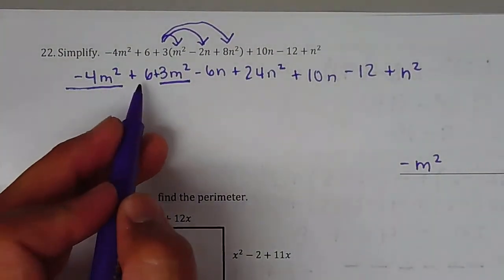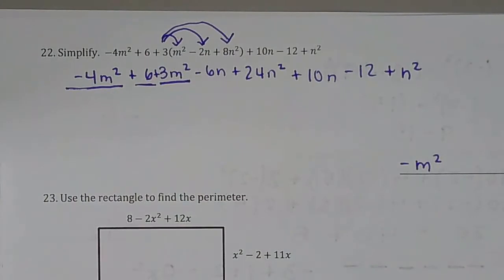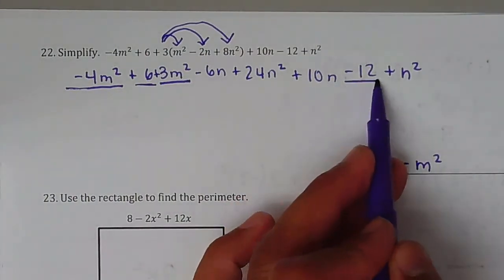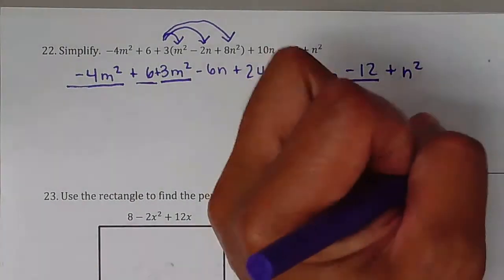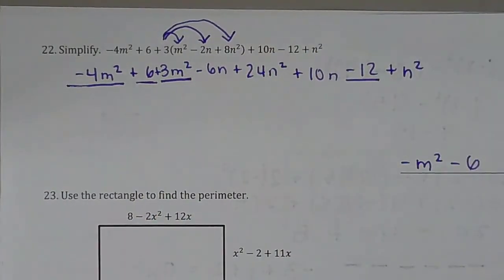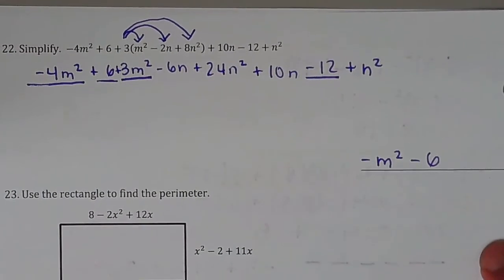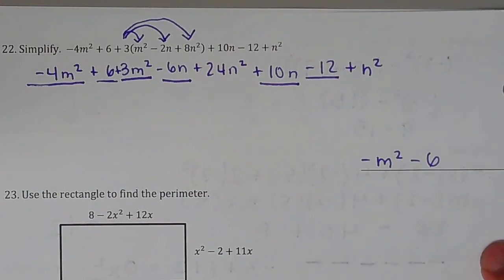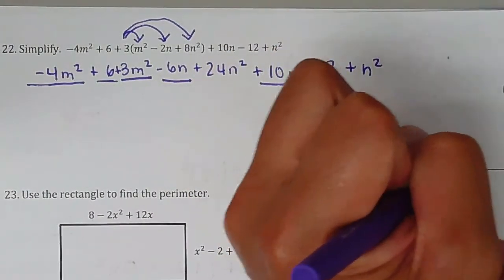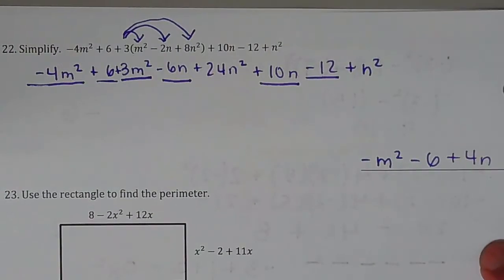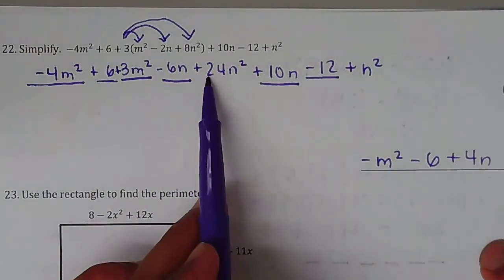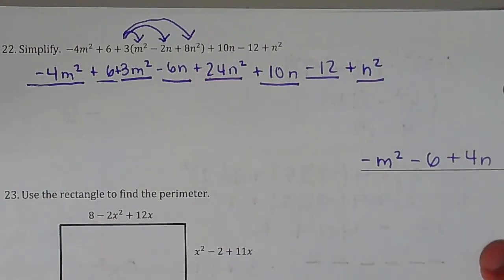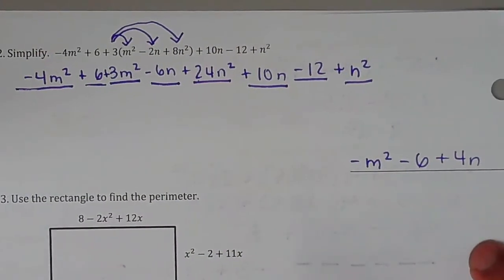Okay, if we look for our like terms of 6, just numbers, we have 6 minus 12. 6 minus 12 gives us negative 6, or minus 6. Next, we have negative 6n, and then positive 10n, or plus 10n. That gives us plus 4n. And then let's see, 24n squared and n squared, that gives us plus 25n squared.